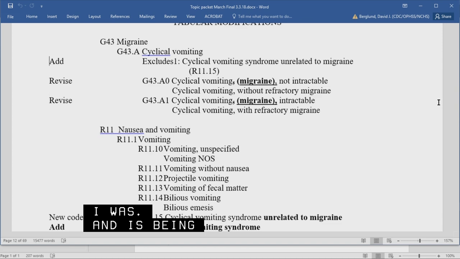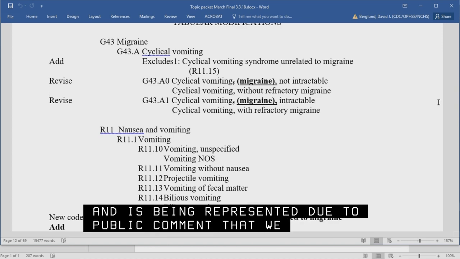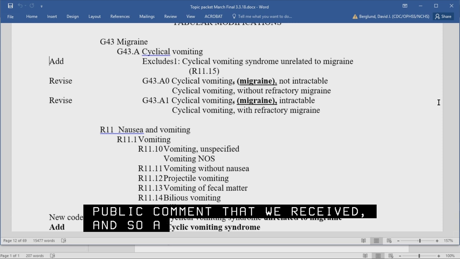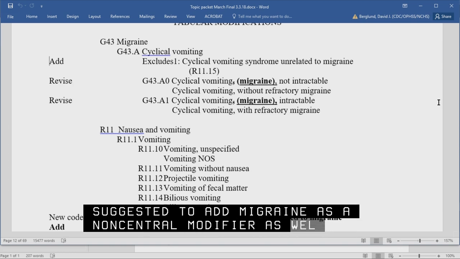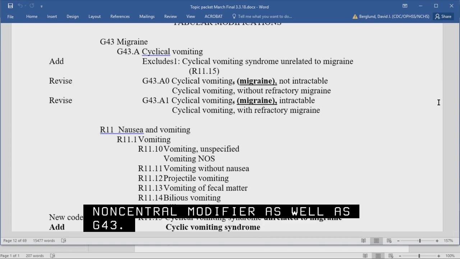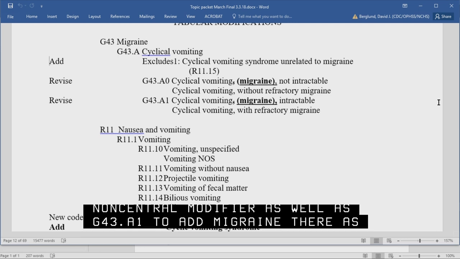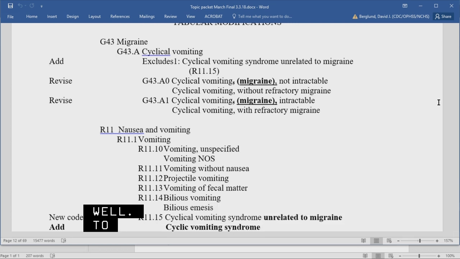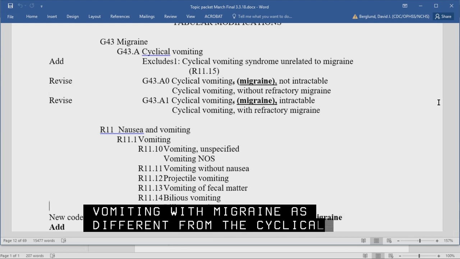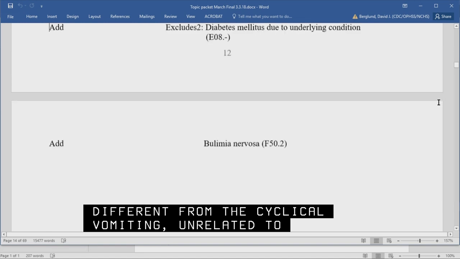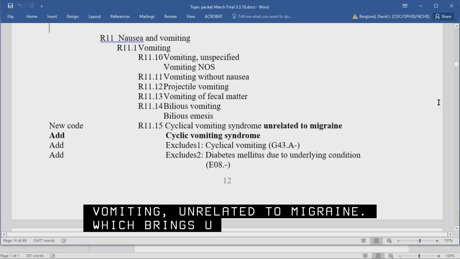And so at G43.A0, it was suggested to add migraine as a non-essential modifier, as well as at G43.A1, to add migraine there as well, to differentiate the cyclical vomiting with migraine as different from the cyclical vomiting unrelated to migraine, which brings us to the next addition.